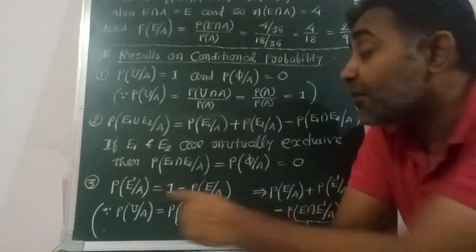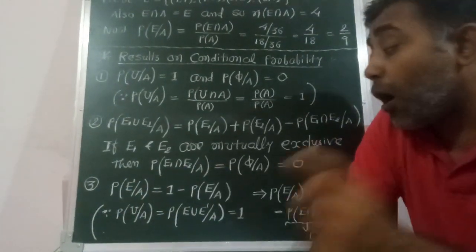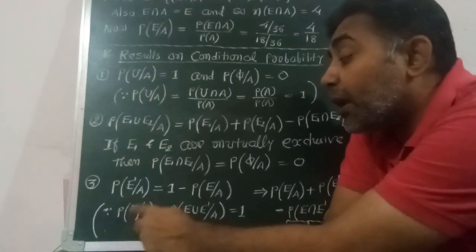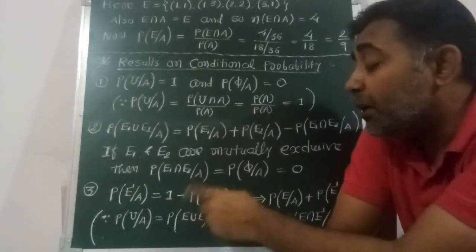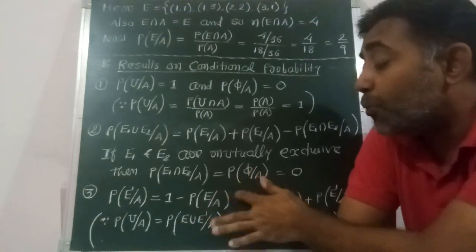Next result is probability of E dash where A. E dash means complementary event. So for the complementary event, where the condition is A, the result is very simple: 1 minus probability of E where A. This is a very important result.